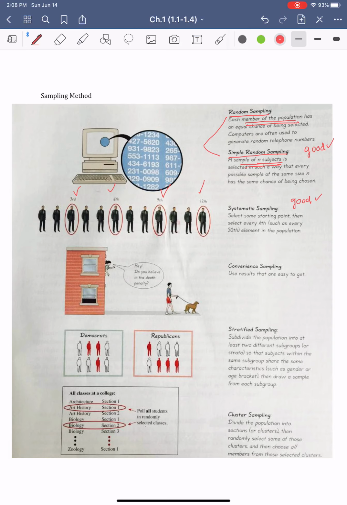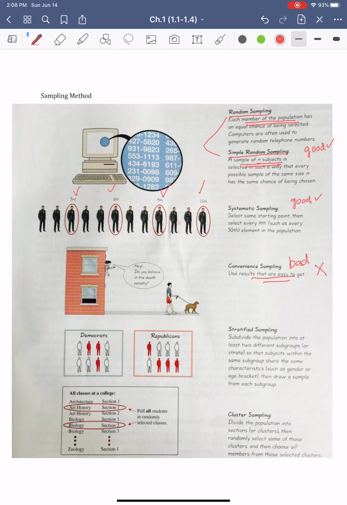Next one, convenience sampling. Use results that are easy to get. Just from the description, it's really condensed and it doesn't tell you much, but you can kind of see that it's not going to be good because it uses results that are easy to get. This is actually a bad sampling. You don't want to use a convenient sampling.